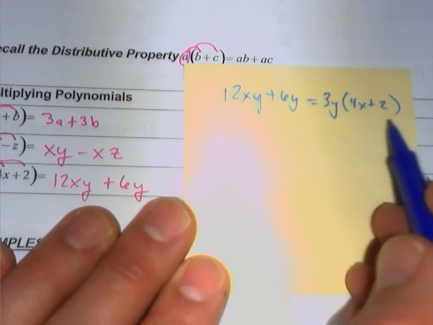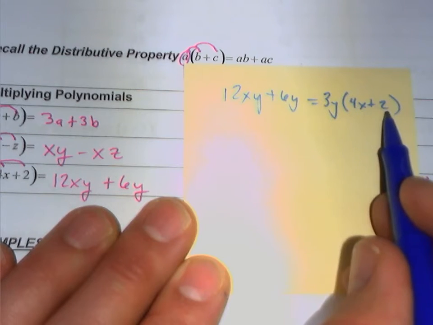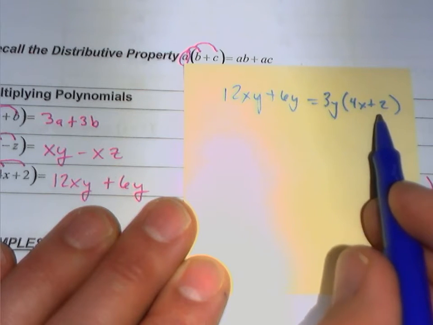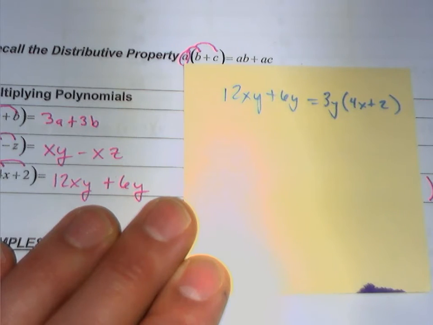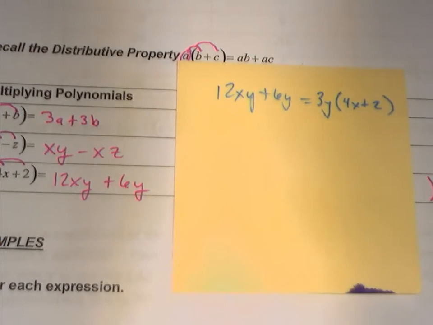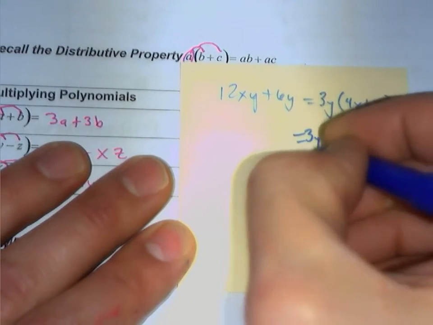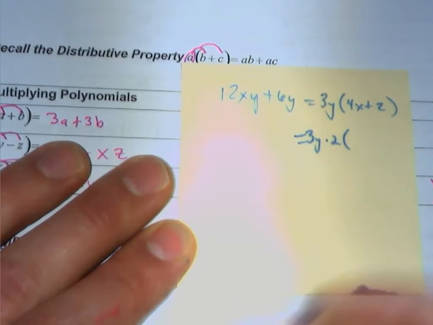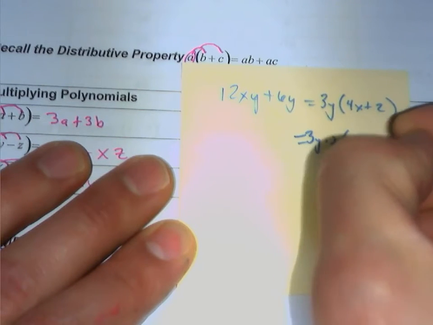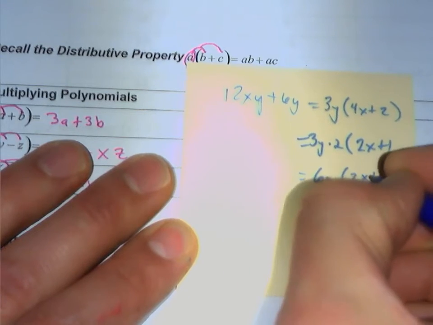Look on the inside of your binomial here. What is 4x plus 2 still divisible by? It's still divisible by 2, so I can take that 2 out also. So if I take that 2 out, that's 3y times 2, and then 2x plus 1. Well, that simplifies as 6y and 2x plus 1.